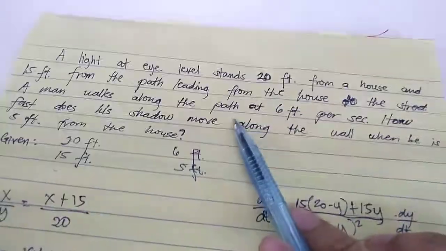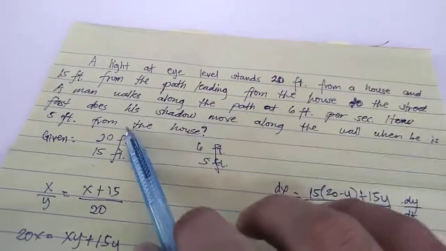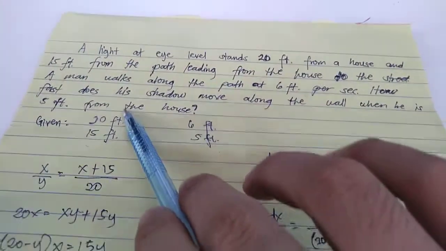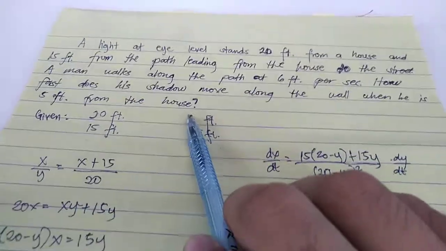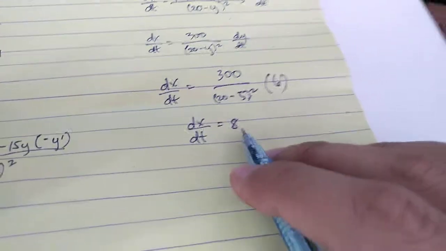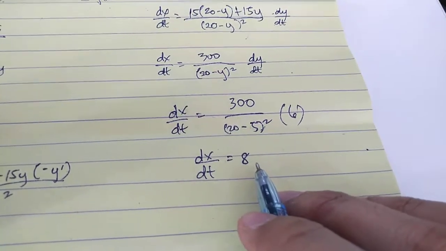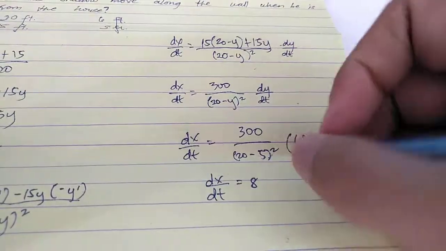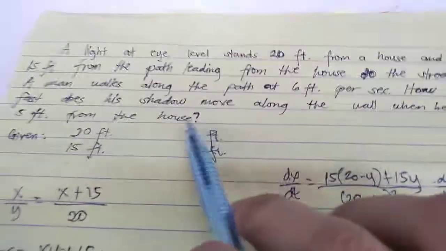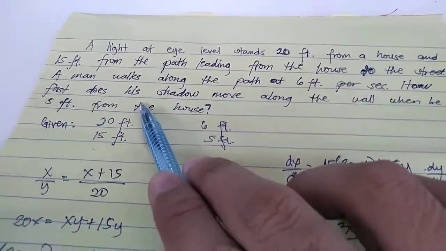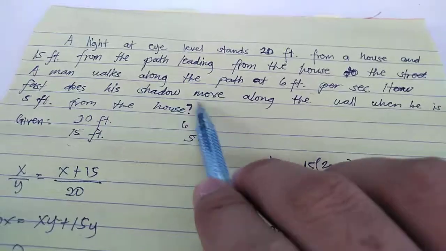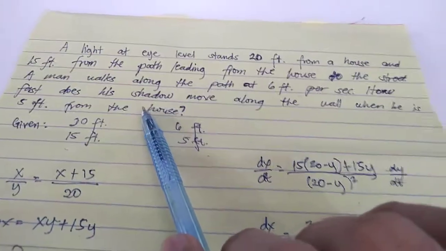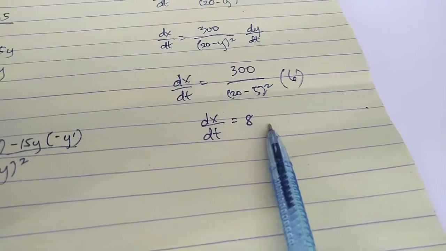Now the question for this is, how fast does his shadow move along the wall when he is 5 feet from the house? So this is now the final answer, and we will use feet per second as the unit. So how fast he moves along the wall is 8 feet per second.